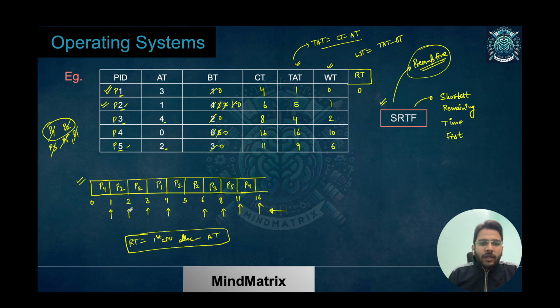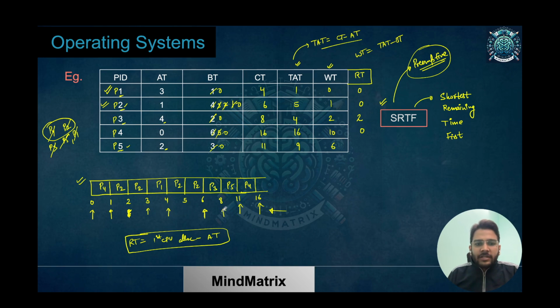First time CPU got allocated for P2 at 1 unit of time, not at 2 units of time. So 1, and the arrival time is 0. Response time is 0. For P3, first time CPU got allocated at 6 units of time. Arrival time is 4. 6 minus 4 is going to be 2. For P4, first time CPU allocation at 0 unit of time. Arrival time is also 0. 0 minus 0 is 0.